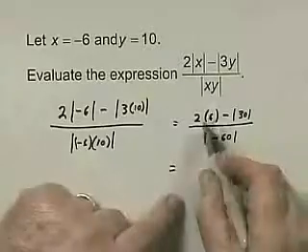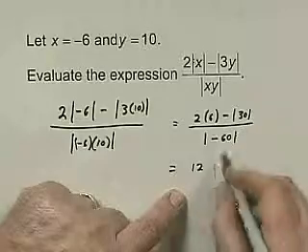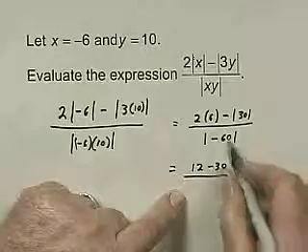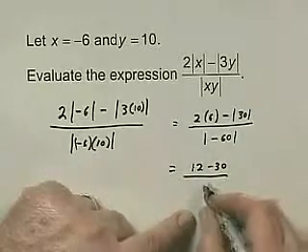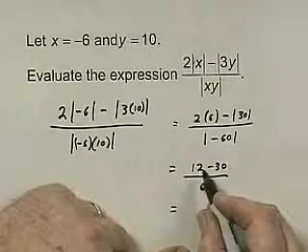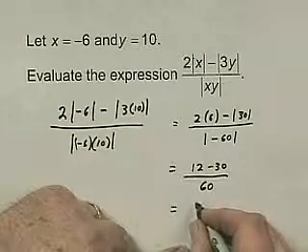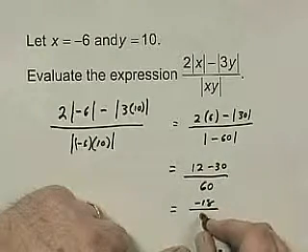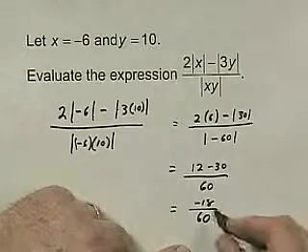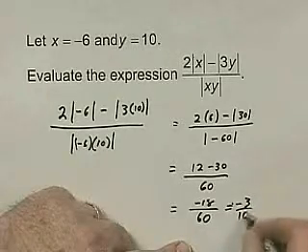Continuing along, 2 times 6 is 12. We're going to subtract the absolute value of 30, which is 30. And the denominator, the absolute value of negative 60, is 60. Simplifying further, 12 minus 30 is minus 18, divided by 60. And both of these are divisible by 6, so I get minus 3/10 for an answer.